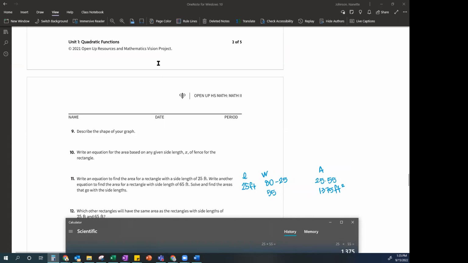And then you continue and you do the next one, which is 65. So here's the next little line, right? 65. So what would that be? If the length is 65 feet, what would the width be?